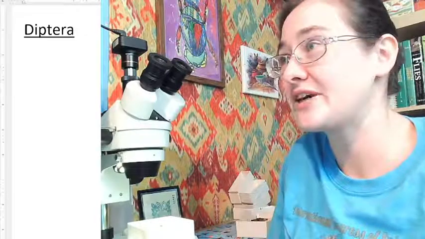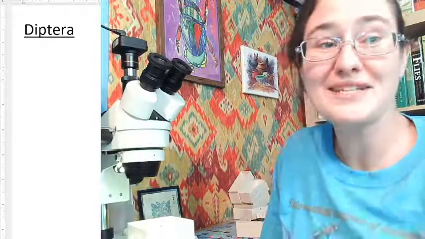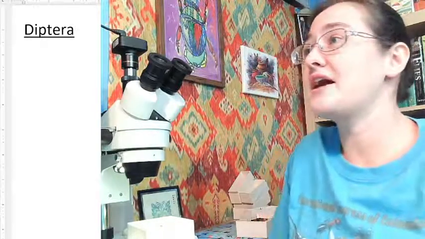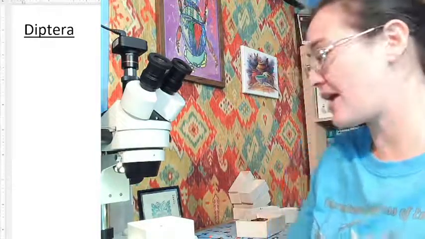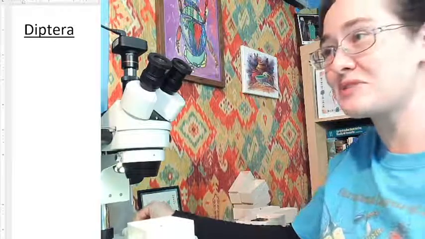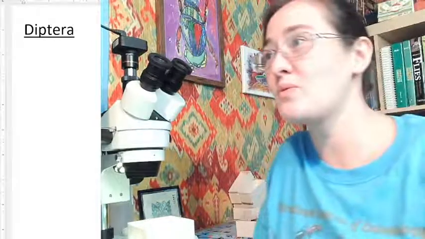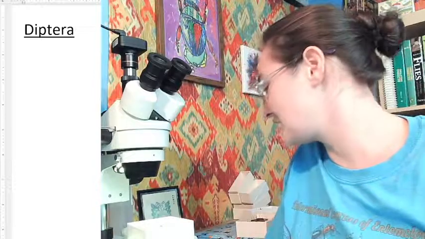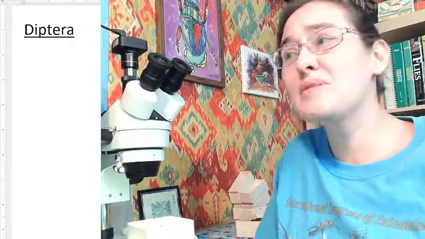That's called the haltere. Now, I'm going to start off by saying that flies aren't my favorite, all right? Dipterans were always kind of the hardest for me to identify, and that is just strictly because sometimes when you're identifying flies, you're looking at individual hairs and where those hairs are, and that can be fairly difficult, or has been difficult for me. And so we're going to be looking at that.